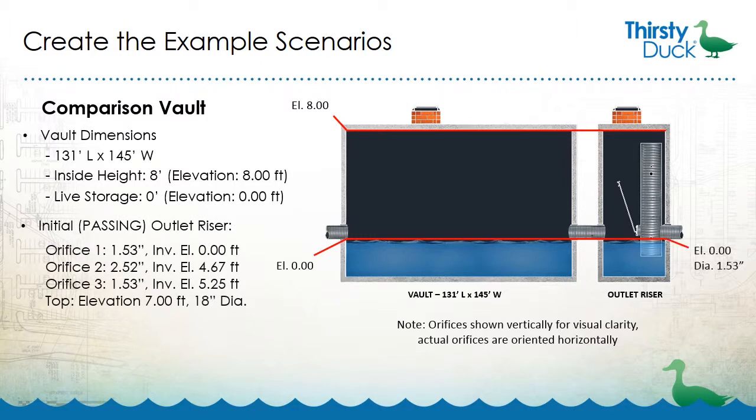The first and lowest orifice has a diameter of 1.53 inches and an invert elevation of 0.00. The second orifice has a diameter of 2.52 inches and an invert elevation of 4.67. The third orifice has a diameter of 1.53 inches and an invert elevation of 5.25. The top elevation of the riser is 7.00 and the riser diameter is 18 inches.